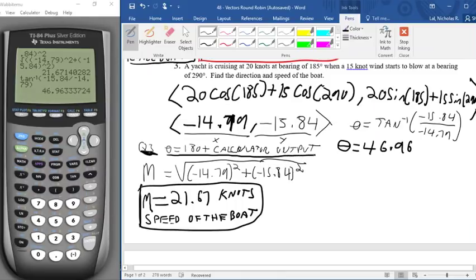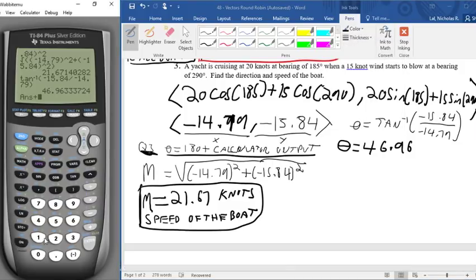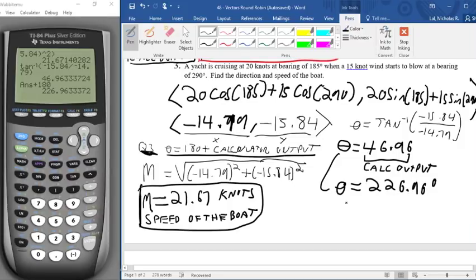do 180 plus our calculator output. So we are going to do 46.96 plus 180, which is going to be 226.96. So remember, this is just our calculator output. Our actual angle is going to be equal to 226.96 degrees, which is the direction of the boat.